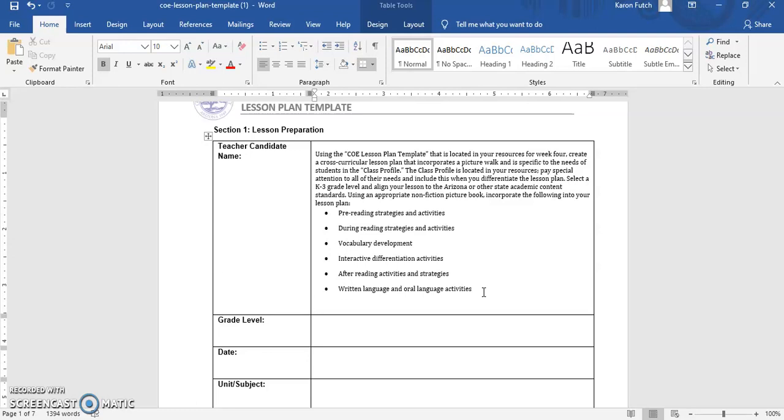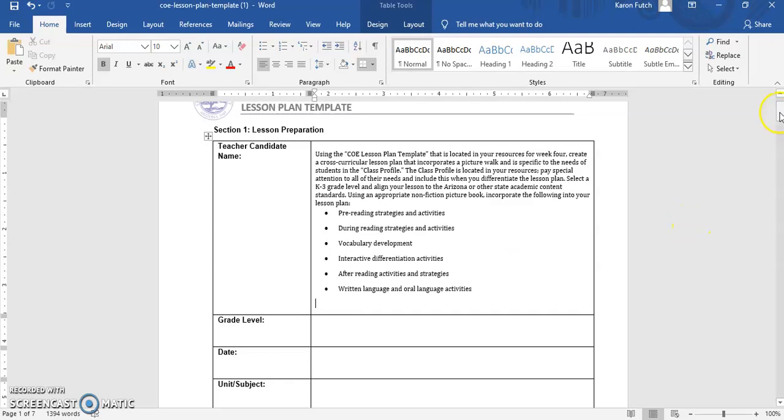And remember, a picture walk is a pre-reading, prediction. During, you may ask questions while you're reading the book, and after would be some of the activities that you might use to assess students. That may be just asking oral questions, or have them draw a picture of their favorite character, do a worksheet.